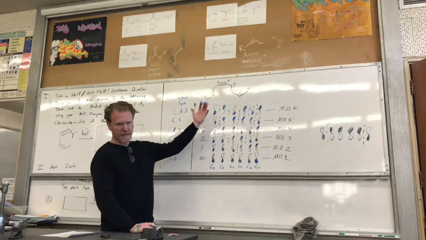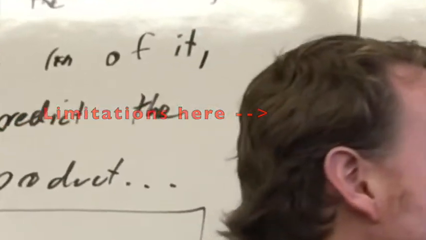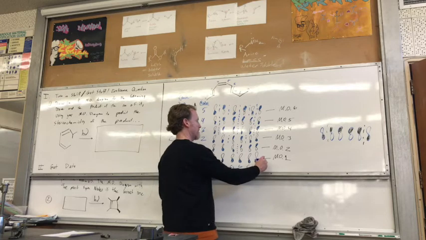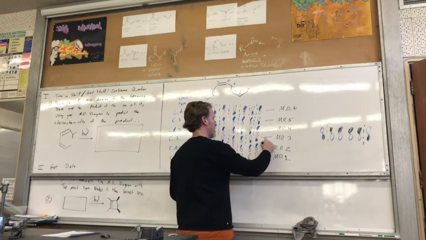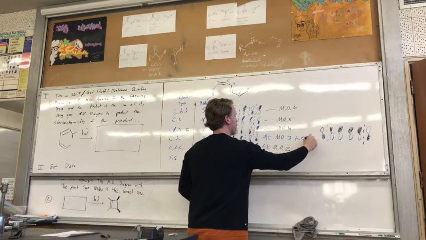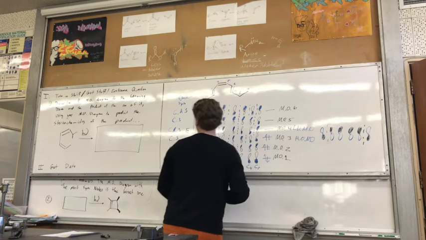And we're getting good guesses at this. There's limitations to it. So now we're going to fill in 2, 4, 6 pi electrons. That is our highest occupied molecular orbital and our lowest unoccupied molecular orbital.